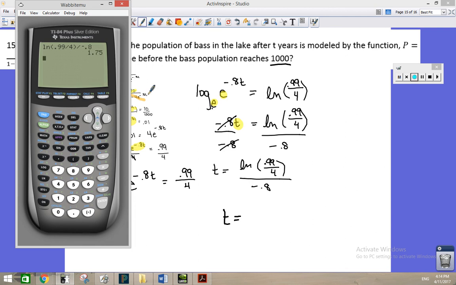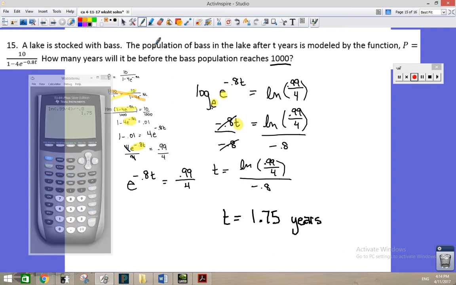So in less than 2 years, 1.75 years, 1 3/4 of a year, our lake will have 1,000 bass in it.